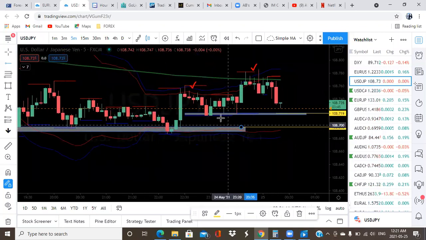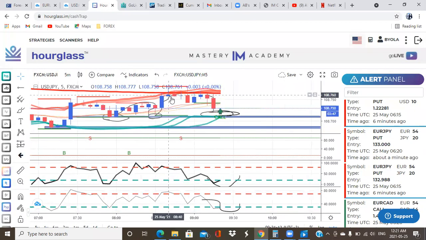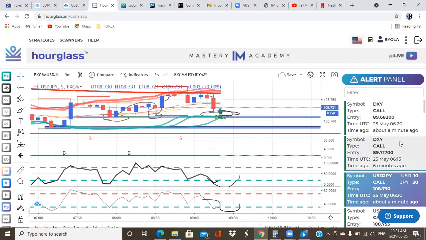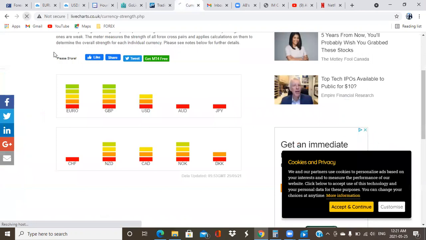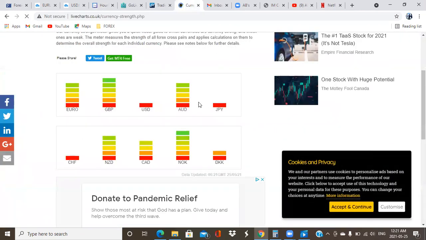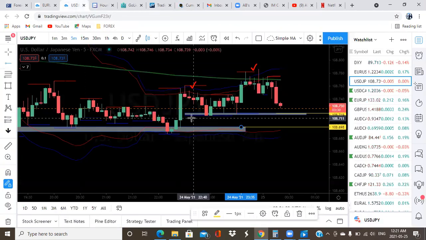So you can see what I'm saying, that the market is coming back to our zone. Look at what I marked. Look at what Cash App is doing. Cash App is giving you an up arrow, and USD is giving a call. Yeah, it's giving an up arrow. USD JPY, what's the currency strength meter saying? Because it does change. So you see, USD has even weakened a little bit.